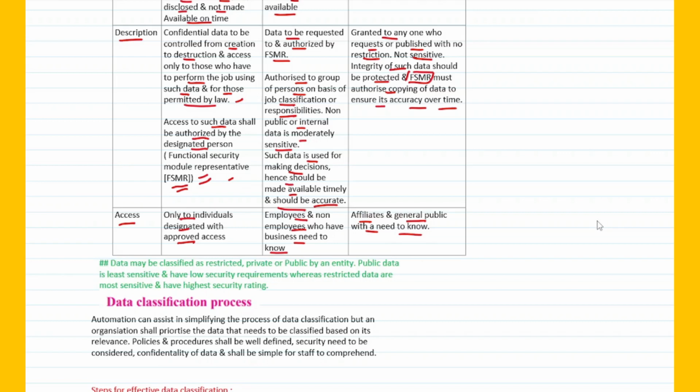This point is very, very important. Please have a look at this. Data may be classified as restricted, private or public by an entity. An entity can distinguish the data based on these three things: restricted, private or public. Public data is least sensitive. That's obvious because it is accessible to all the public and has low security requirements, whereas restricted data is more sensitive and has a higher security rating.